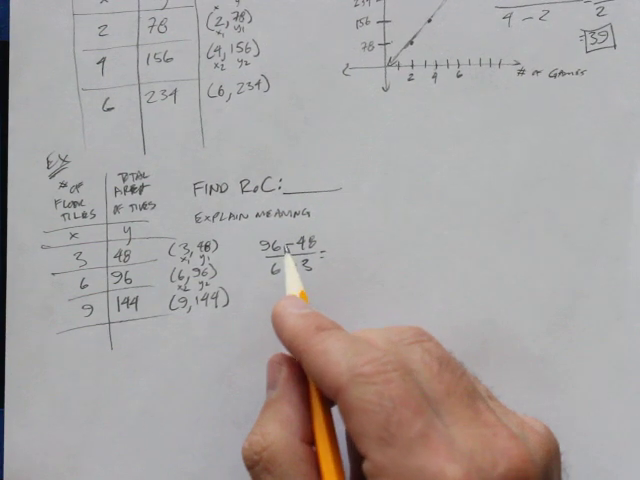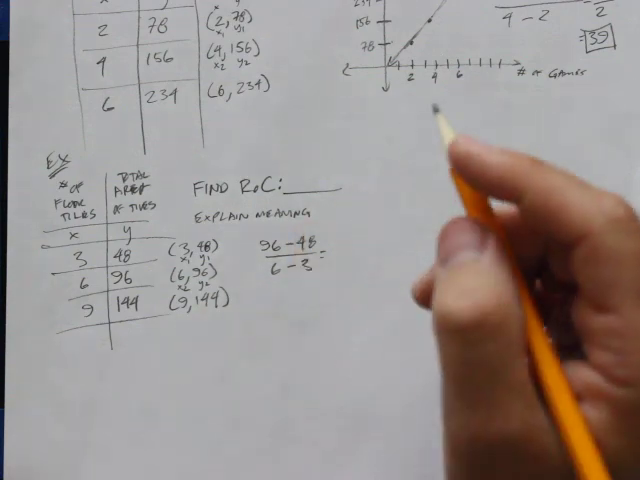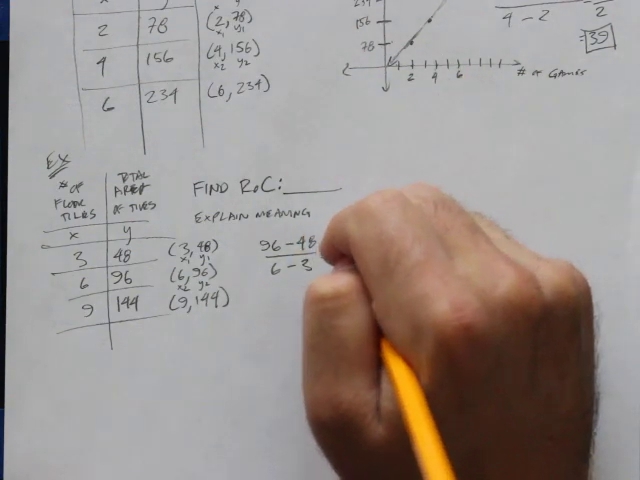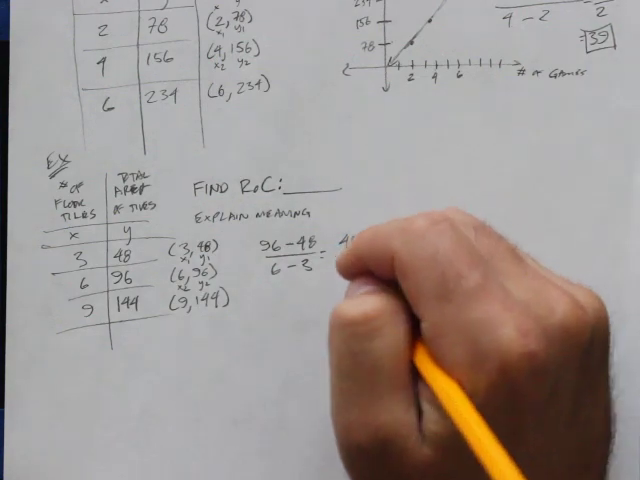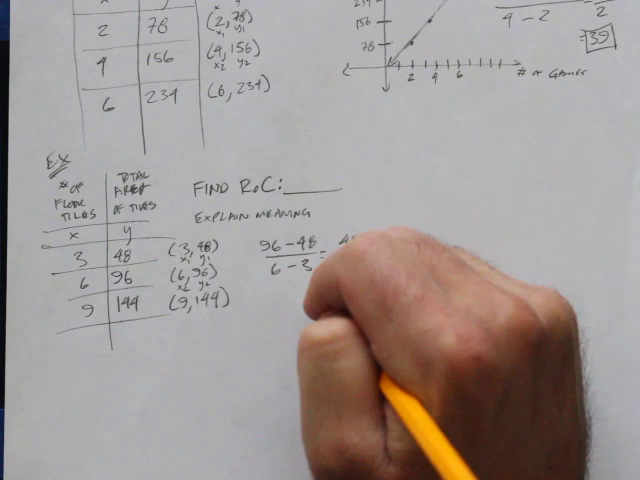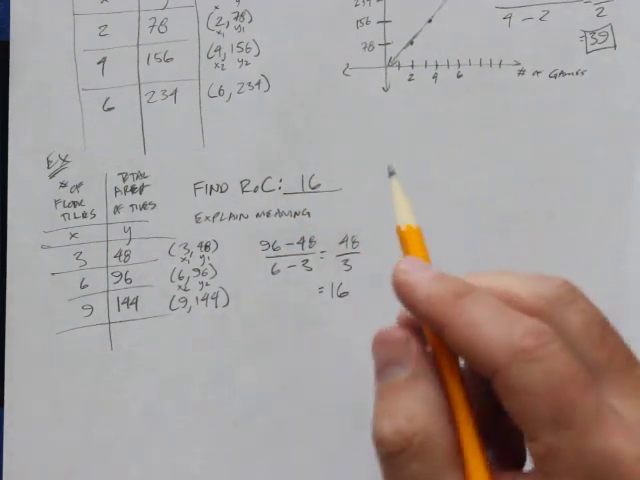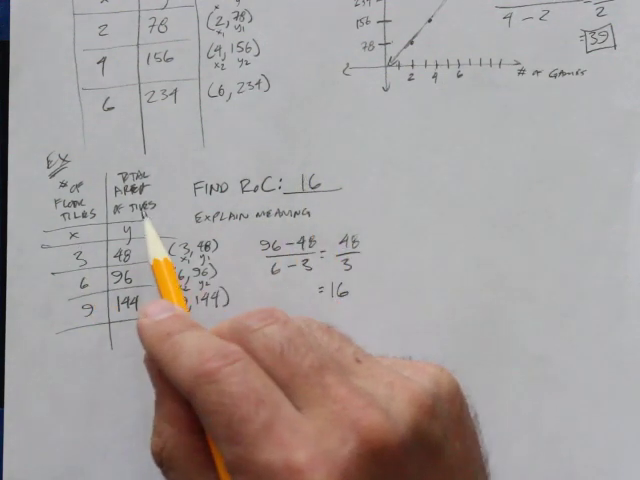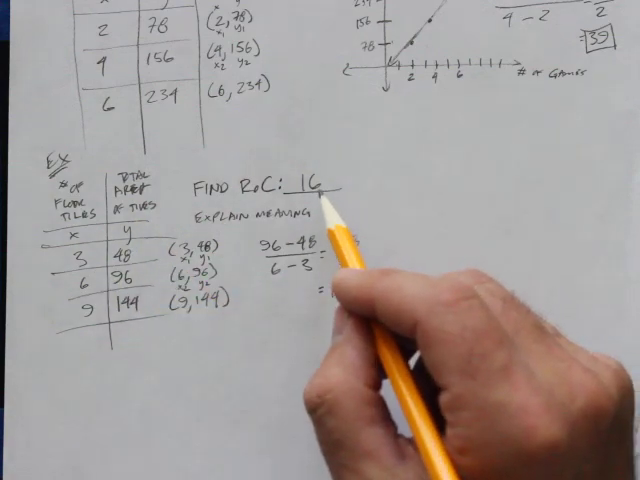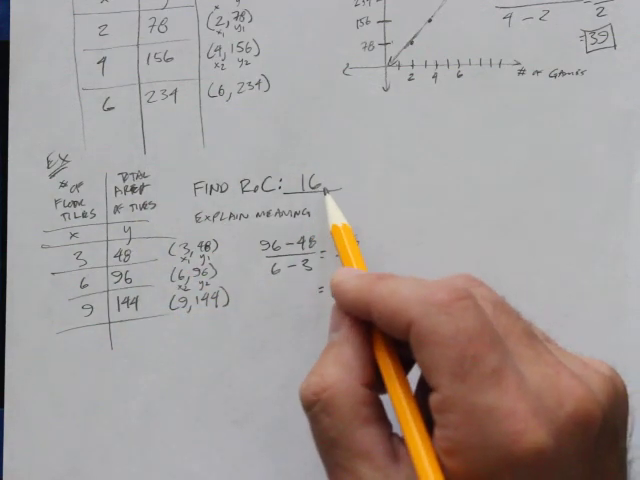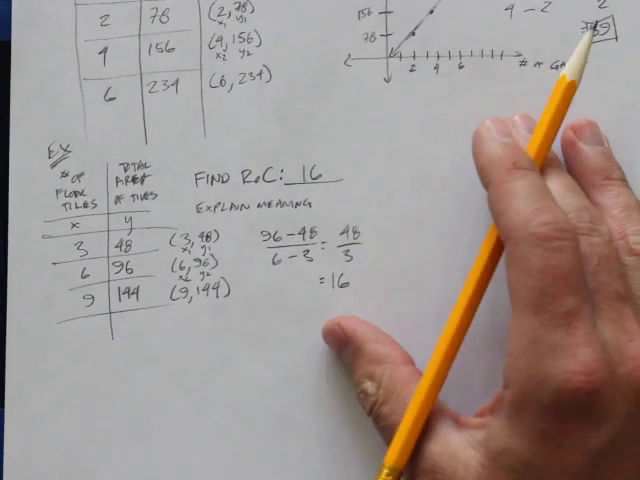So now I've got 96 minus 48, which is going to get me 48. 6 minus 3 is 3. And now 48 divided by 3 is 16. So my rate of change is 16. That means for every tile, my area is going to be 16 inches squared or whatever units. So each tile is worth 16, the area is 16, whatever it is we're talking about here.